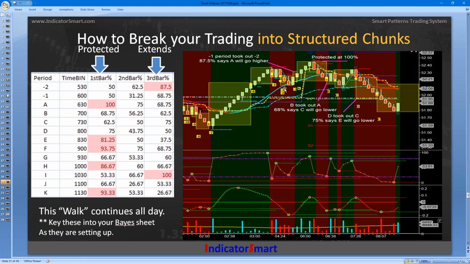Well, the little boxes on the chart tell me what time of the day it is by a number, so I don't have to use time. I can say, oh, it's -2. So what this tells me is, if I go -2, -1, A period. So -2, there's -1. -1 went higher right there. That tells me 87.5% that A is going higher. Right, what's the next one? -1.